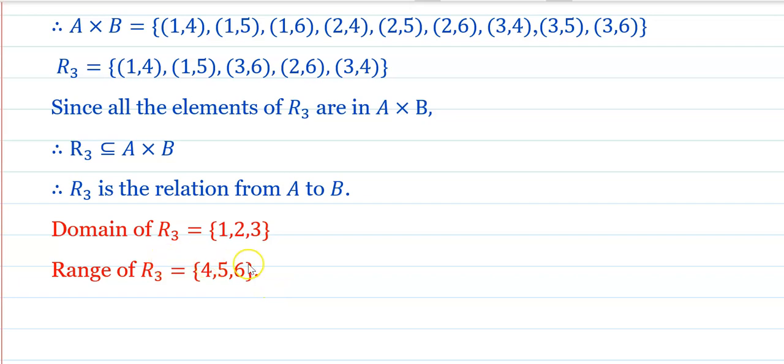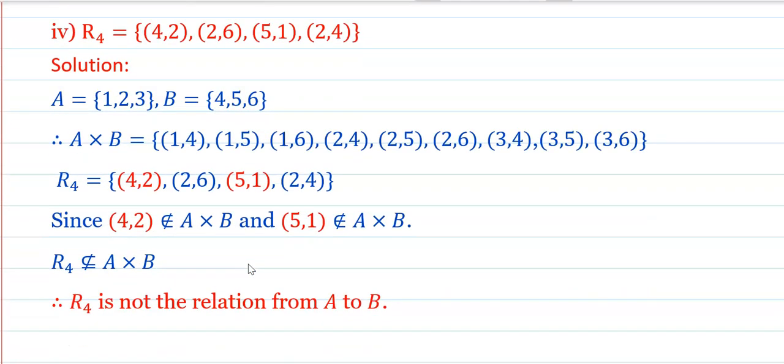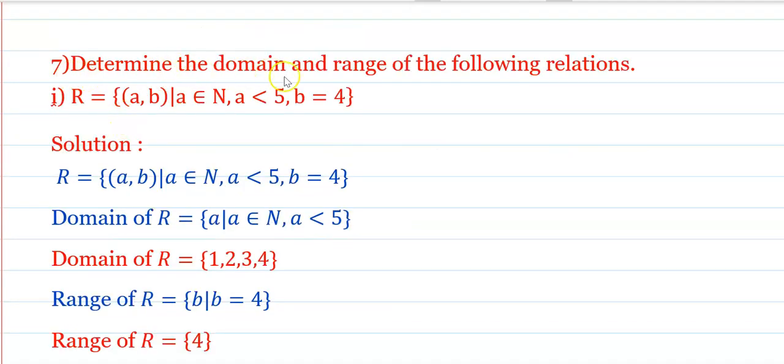Okay. Now the next easy question. R4 is a relation given. Now see this here. In R4 we have (4,2), and (4,2) does not belong to A cross B. And (5,1) is also there. (5,1) also does not belong to A cross B. Therefore R4 is not a subset of A cross B, and R4 is not a relation from A to B. Okay. Now the next, question number 7. Determine the domain and the range of the following relation.